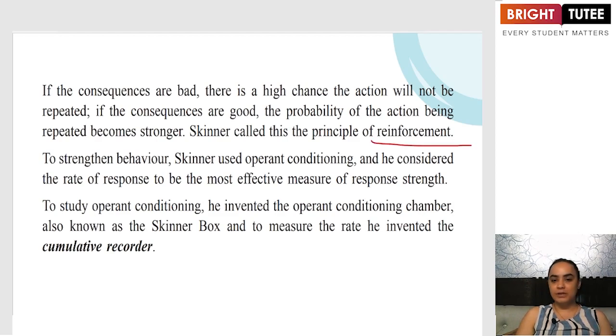Reinforcement is something that we've talked about in the classical conditioning theory as well, so Skinner also believed in it. According to him, in order to strengthen behavior, he used operant conditioning, and he considered that after operant conditioning, the rate of response was more effective and better as compared to earlier. So prior to and post operant conditioning, he believed that the quality of response got better.